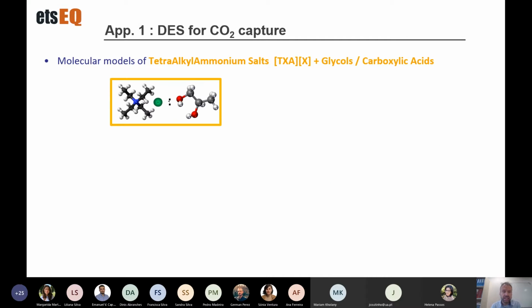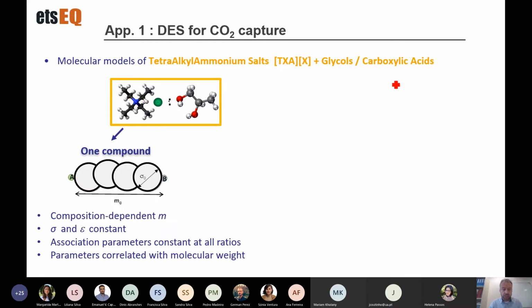Okay, in this case, we started working with this in 2017 approximately, okay? And we started with a very simple model on tetraalkylammonium salts with glycols and carboxylic acids, okay? So first of all, we thought that maybe we could use a one-compound approach, although having a one-compound approach had many limitations. Basically, if you change the proportion between the hydrogen bond donor and the hydrogen bond acceptor, you have to change your parameters.